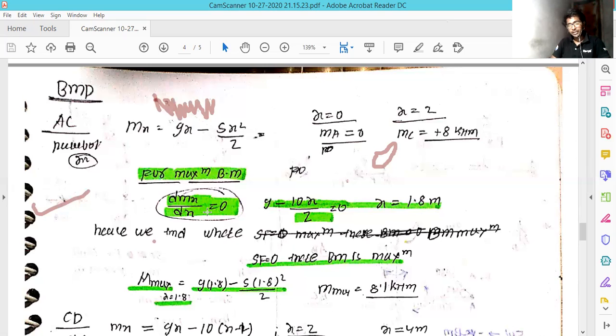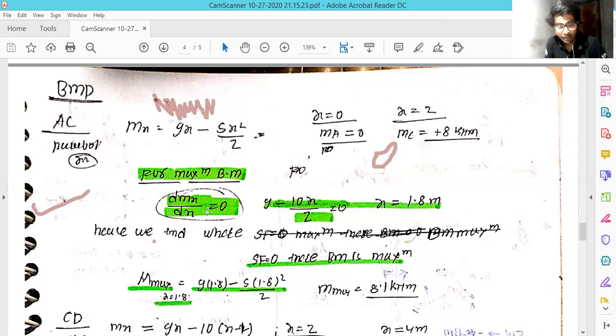For maximum bending moment, as you know, where the shear force is going to be 0, the rate of change of bending moment is equal to 0. So there the shear force is going to be maximum. So in this condition, the moment is going to be 0.